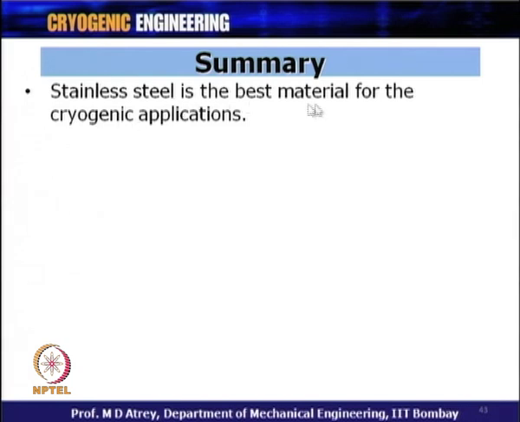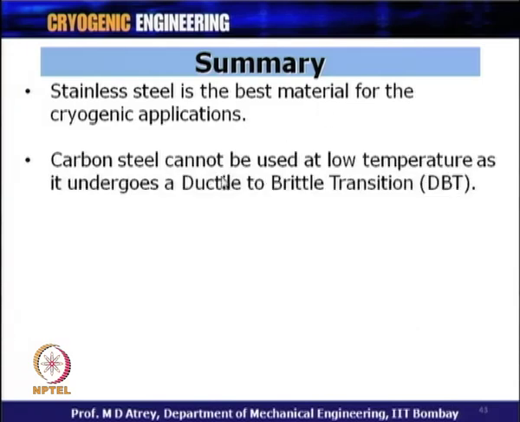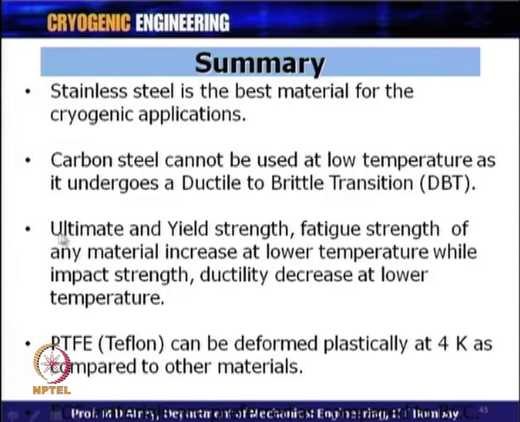We talked in brief about plastics, and we talked at length about the mechanical properties of different metals. If I were to summarize the whole lecture, we will summarize as follows. We found that stainless steel is the best, or the most preferred, material for cryogenic applications. Carbon steel cannot be used at low temperatures as it undergoes a ductile to brittle transition, the existence of DBT or DBTT, the ductile to brittle transition temperature. We also saw that the ultimate, yield and fatigue strength of any material increase at lower temperature, while the impact strength and ductility decrease at lower temperature, though they could still be acceptable. For example, for stainless steel, the impact strength and ductility are still acceptable at lower temperature. PTFE or Teflon can be deformed plastically at 4 Kelvin as compared to other materials, and therefore PTFE is the most preferred plastic at lower temperature.